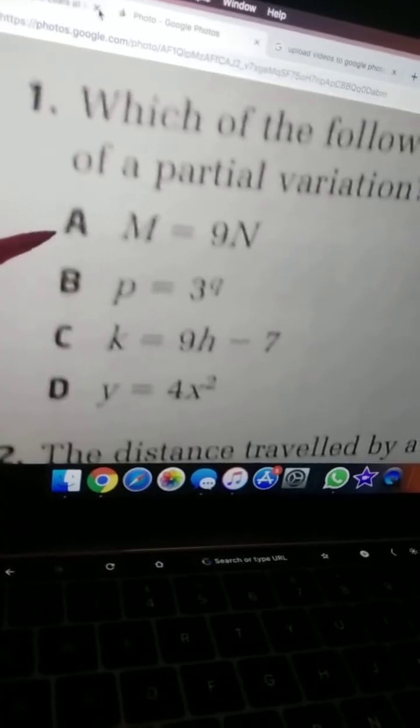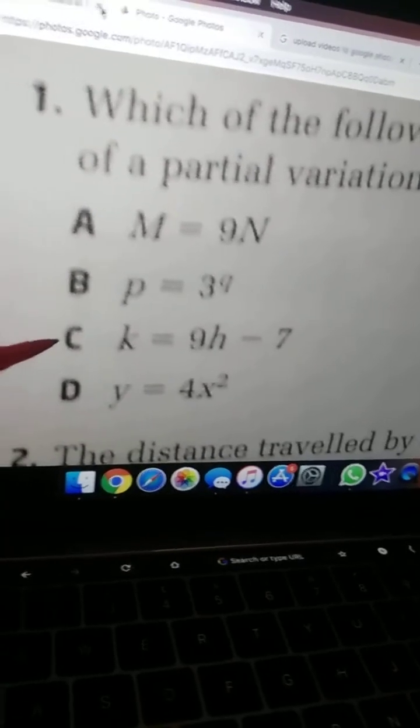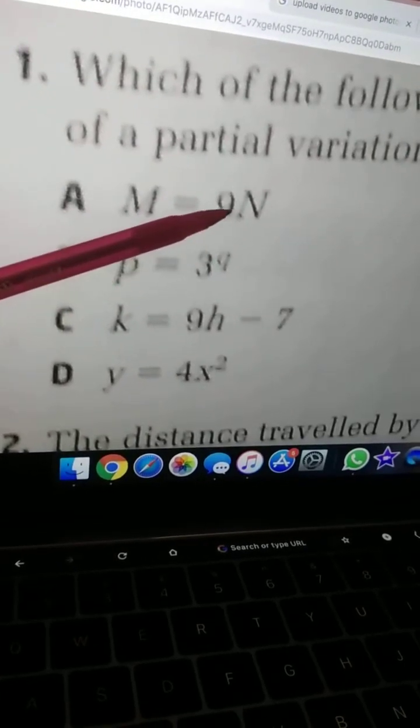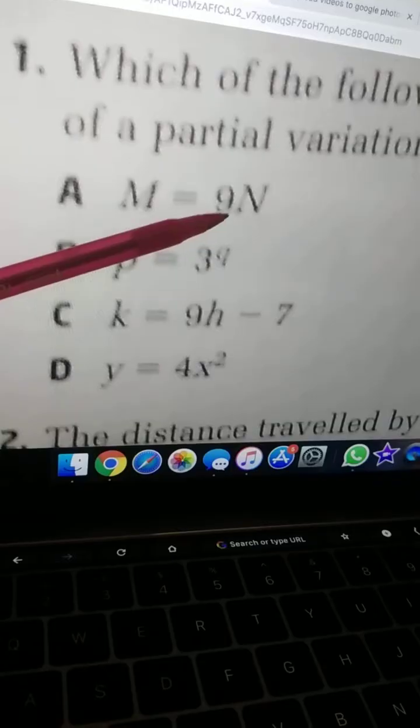Alright, so the first question in your math test review is which of the following is an example of a partial variation? So you might notice that out of all of these, C is a little bit different. This has a coefficient and a variable. M equals 9 times n, P equals 3 to the power of q, coefficient variable.